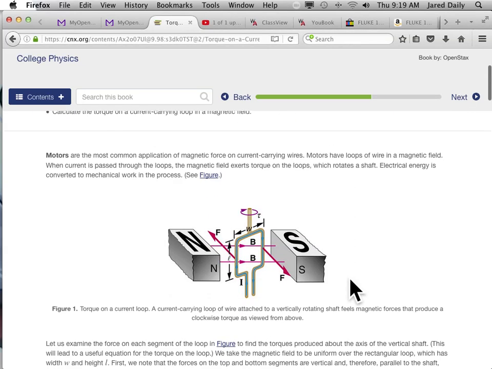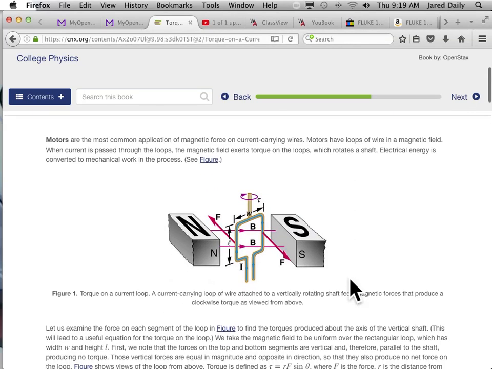So now this is the most common and most practical use of electromagnetic dynamics here, and that is the motor and the generator. So the idea of this is that you put a loop of wire now in a magnetic field and you drive a current through it. What is going to happen?